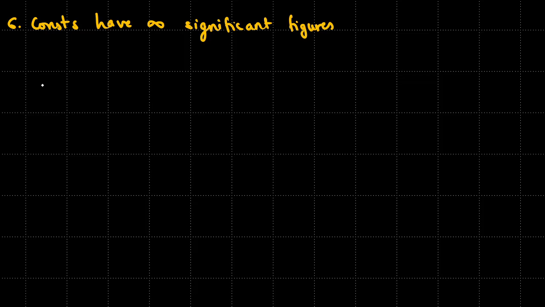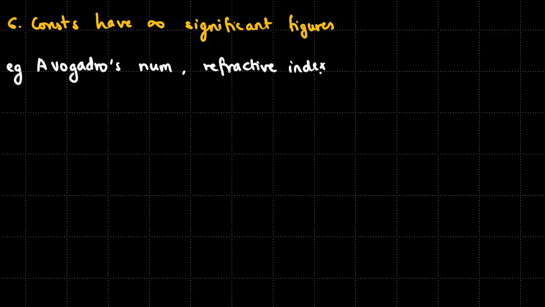Let's look at some examples. The examples of this will be Avogadro's constant. You will learn more about this in chemistry lectures, which I will make videos about. So refractive index, pi. Okay, so we have this. These are also some examples.